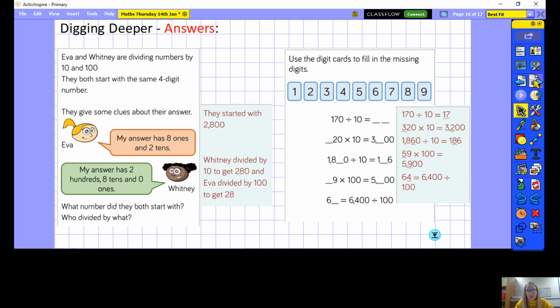Okay, brilliant. Well done, Year 4, on dividing numbers by 100.